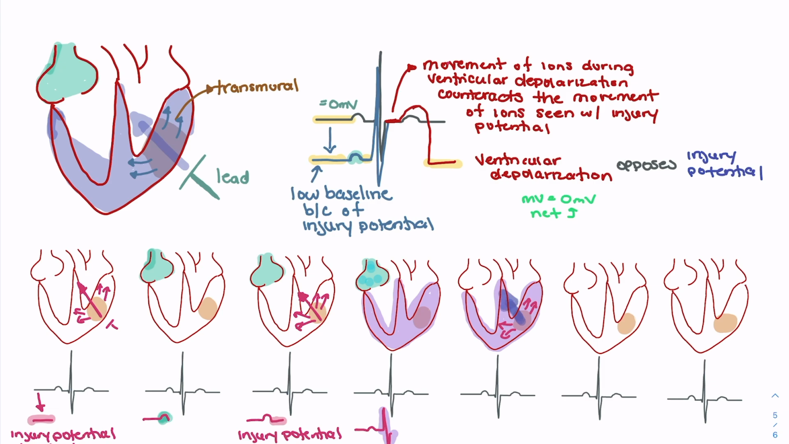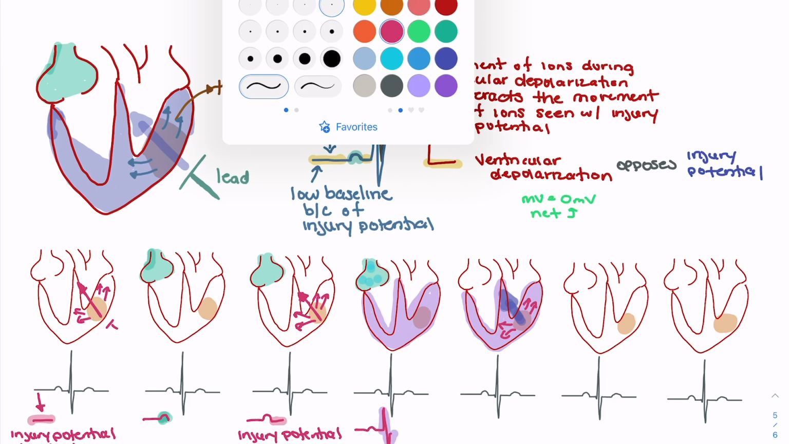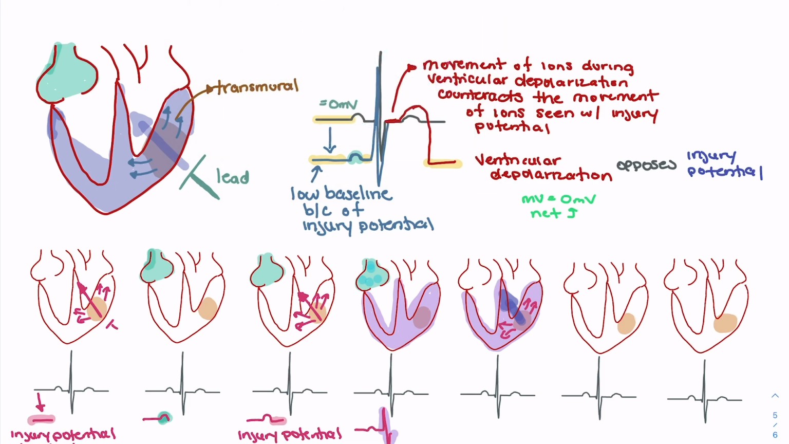But when we have ventricular depolarization, that counters it out. So as a result, we see the baseline go back up to 0 millivolts, because ventricular depolarization, or having the entirety of the ventricle depolarized, counteracts the injury potential that we are seeing in someone who's having a transmural infarction.